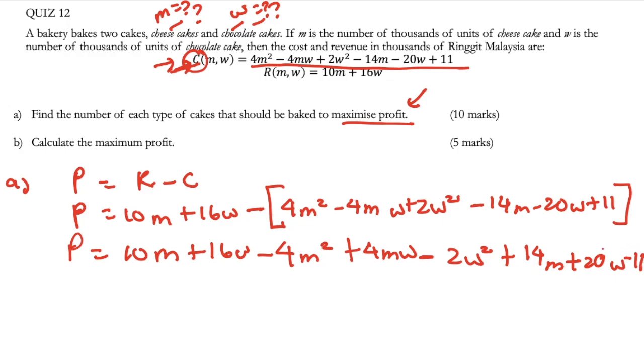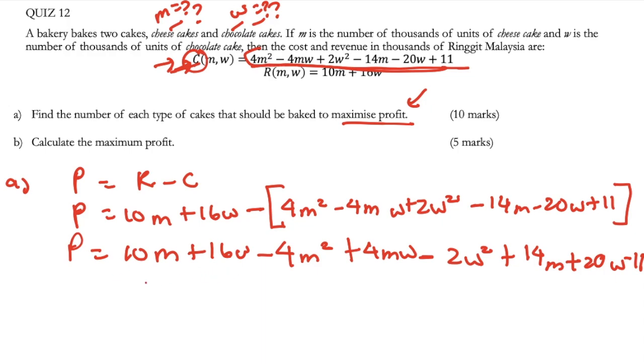That's it. Be careful with the plus minus sign, and this is where students always make mistakes. Some students didn't put the bracket, they just write minus 4m square minus 4m. That's wrong. If you want to put back the original cost function here, make sure you put the bracket. When you open the bracket, it changes the sign of plus minus, as you can see here.